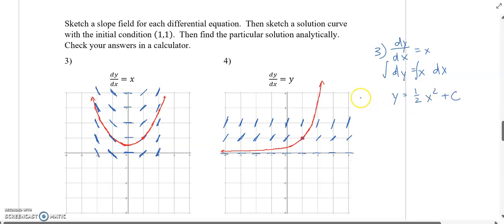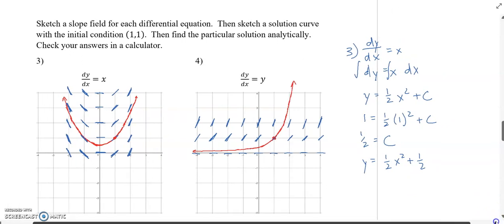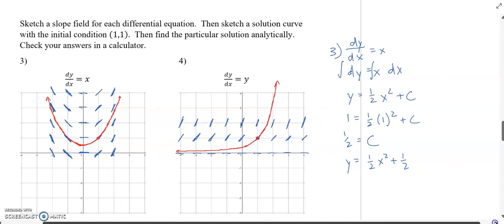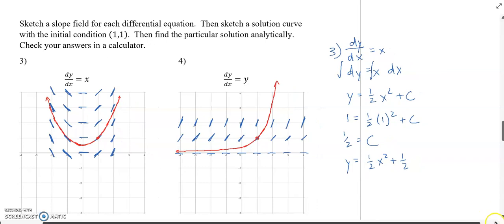That's the general solution. Now, if we try to find the particular solution, we know that our particular solution goes through (1, 1). So we'll let y equal 1, we'll let x equal 1, and we'll find that c equals 1/2. So the particular solution is y equals 1/2 x squared plus 1/2. All right, that looks reasonable.